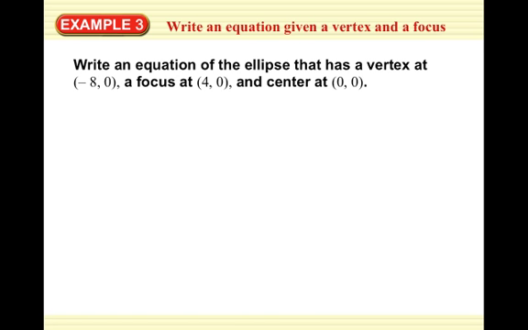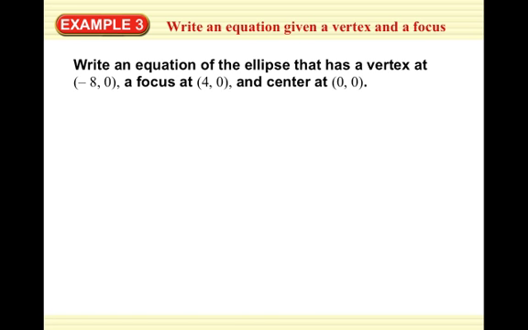All right, let's look at this next one. We're going to write an equation of the ellipse that has a vertex at (-8, 0), a focus at (4, 0), and a center at (0, 0). Just looking at this, I can tell that A is 8 because the vertex is 8 units away from the origin, and I can tell C is 4 because the focus is 4 units away from the center.